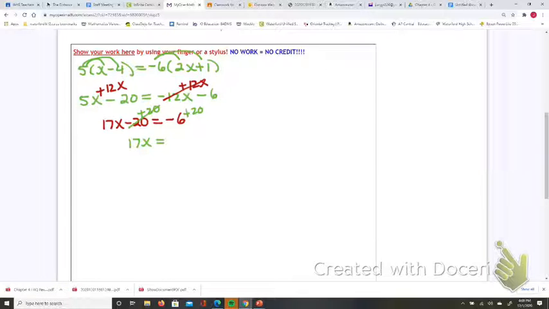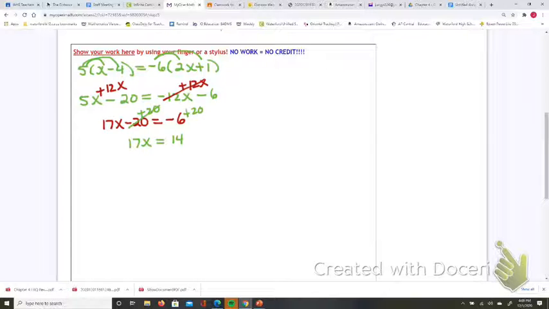So we have 6 negatives and 20 positives. If we have both positives and negatives, we subtract. 20 minus 6 is 14. Now we look and we had 6 negatives and 20 positives. We had more positives, therefore the 14 is the leftover positives, so it's positive.